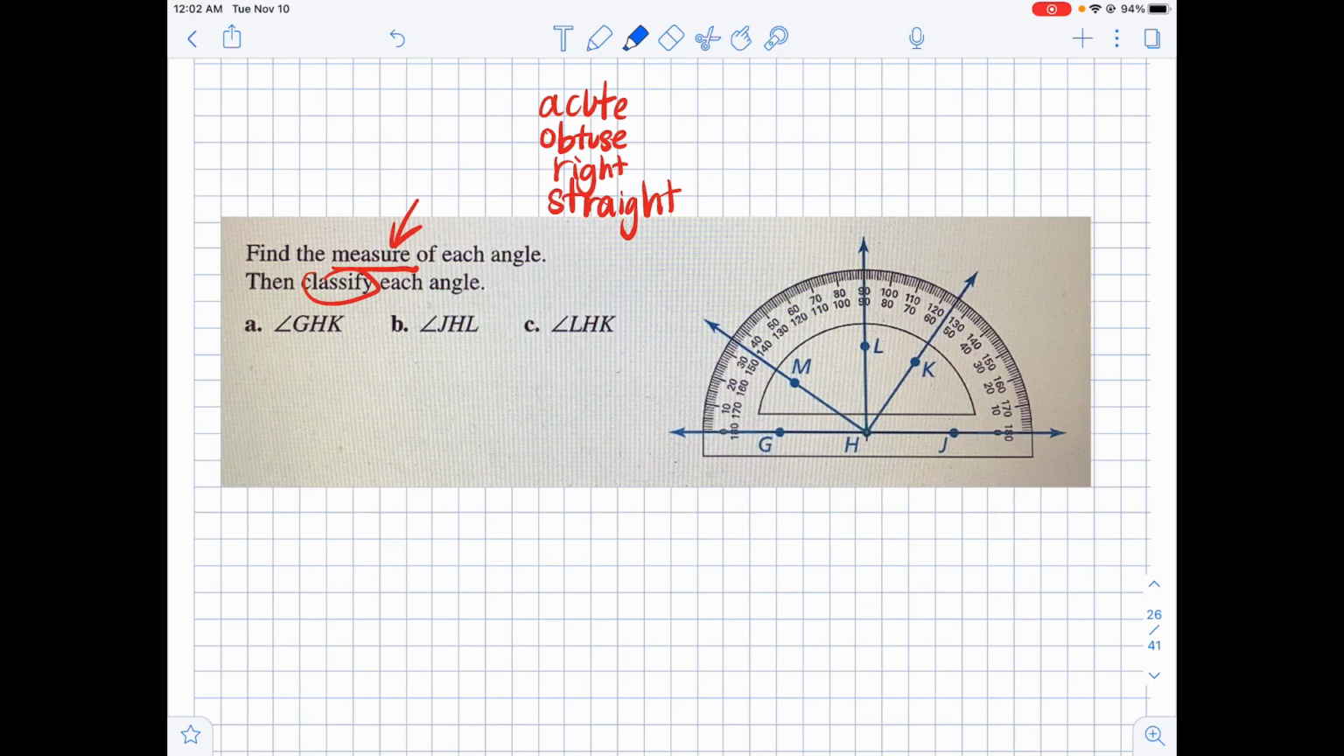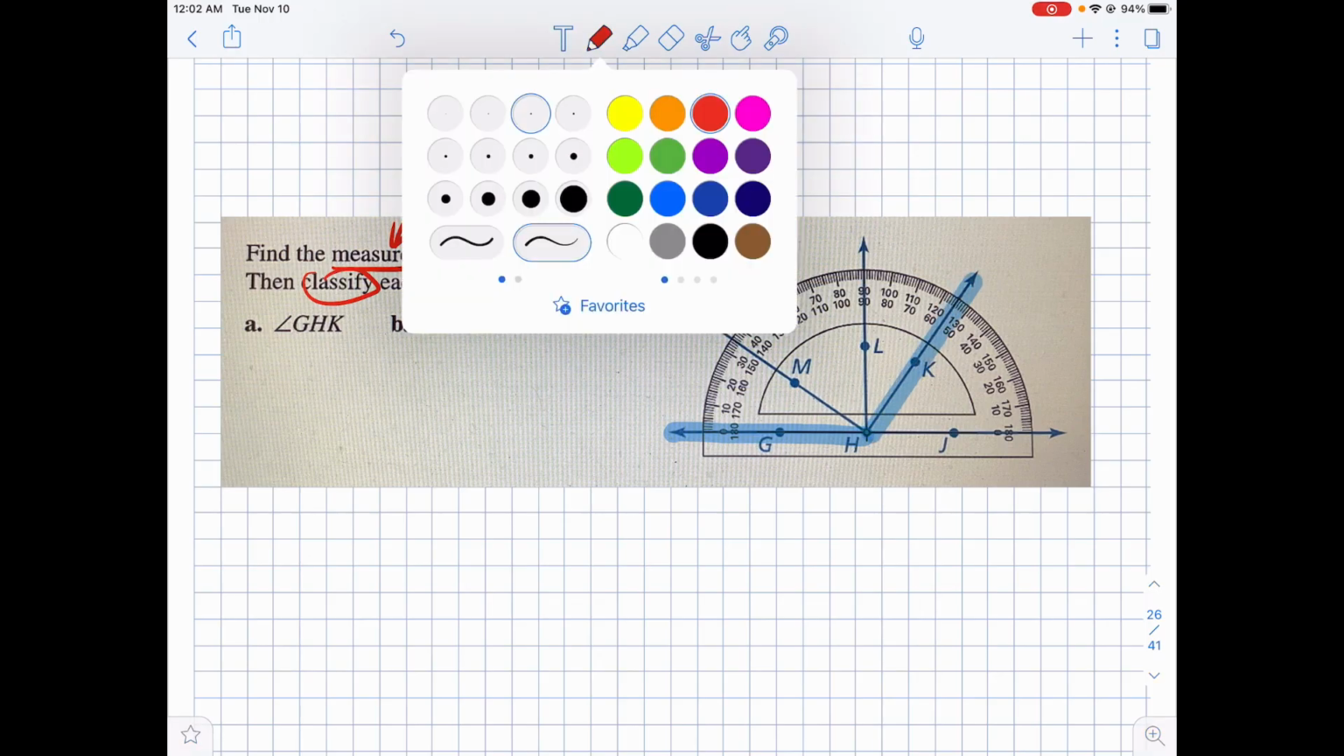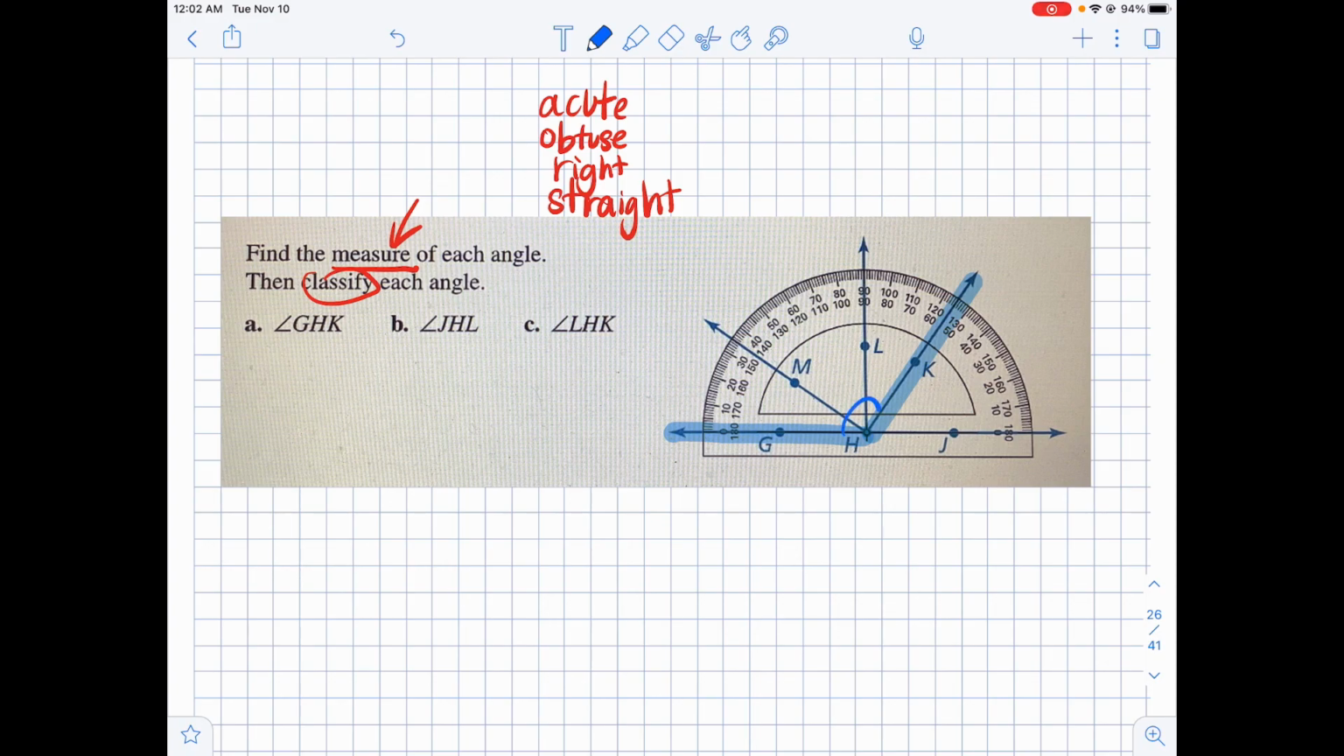So I'm going to go ahead and start with the first one. The first one is angle GHK. GHK, I'm going to highlight it just so we can see where it's at. GHK is referring to that angle there. So I'm going to start where it starts here at the very bottom, where it starts at 0. And I'm going to work my way around over here. So if I start down here and I say, okay, this is 0, 10, 20, 30, and then I'm going to keep going, 40, 80, 90, then it gets to 120, and it stops.